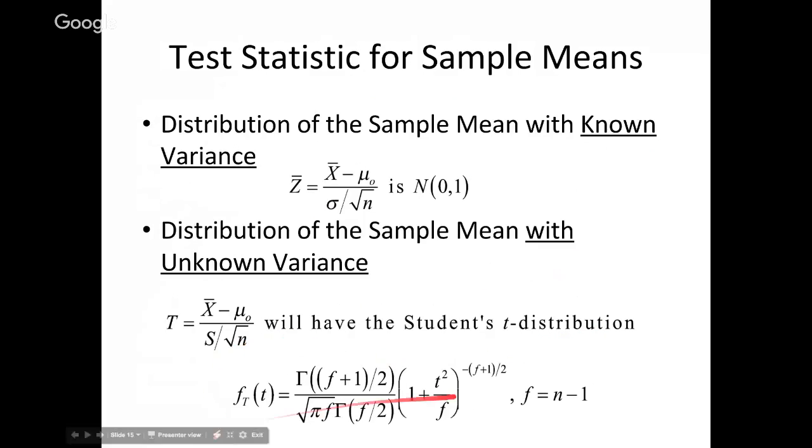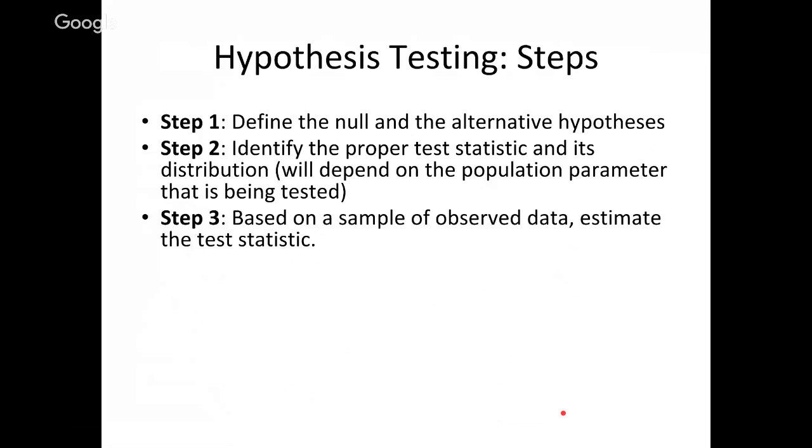And remember, the student's t-distribution looks like this. This is the PDF form. There are also tables for the student's t-distribution, so we'll talk about that maybe in class. I don't think there are any examples in this particular lecture of that, though. Okay, so we have now completed step 2, where we've identified the proper test statistic.